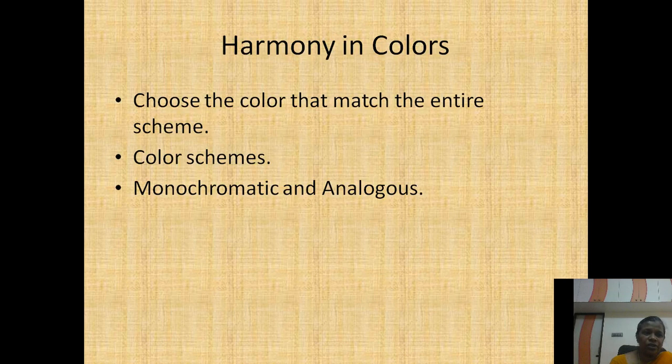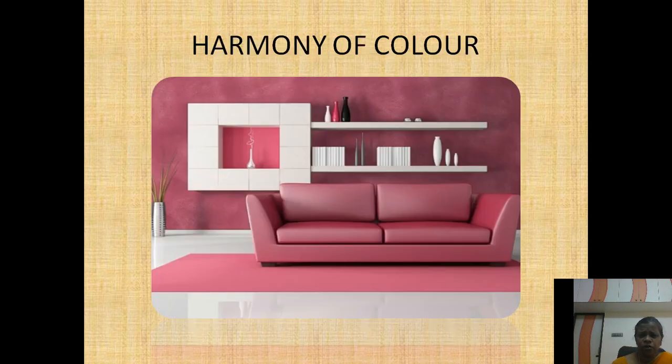The next one is harmony in color. You know that color plays a wonderful role in decoration. Choosing colors to match the entire scheme is very, very important. Here we have two types of color scheme, monochromatic and analogous. You can choose a monochromatic or analogous scheme and decorate the home. That is called harmony. Here they have used a monochromatic, single color harmony. It may be purple and so on. This is the best example for harmony of color.